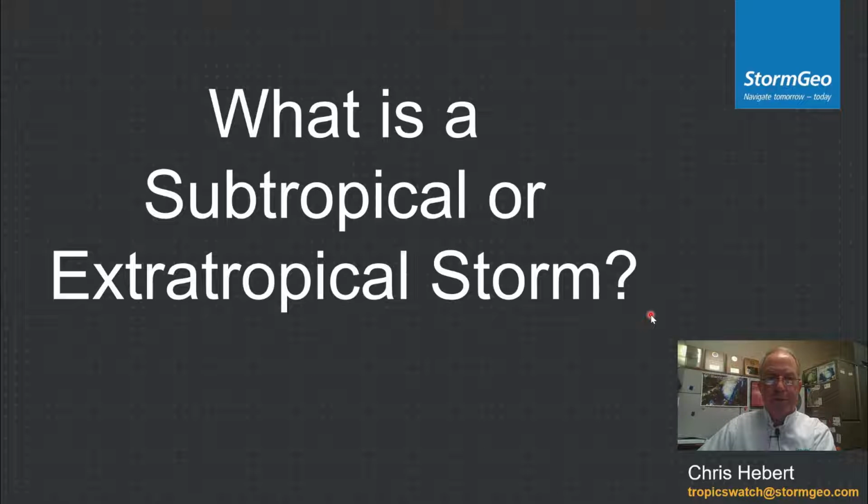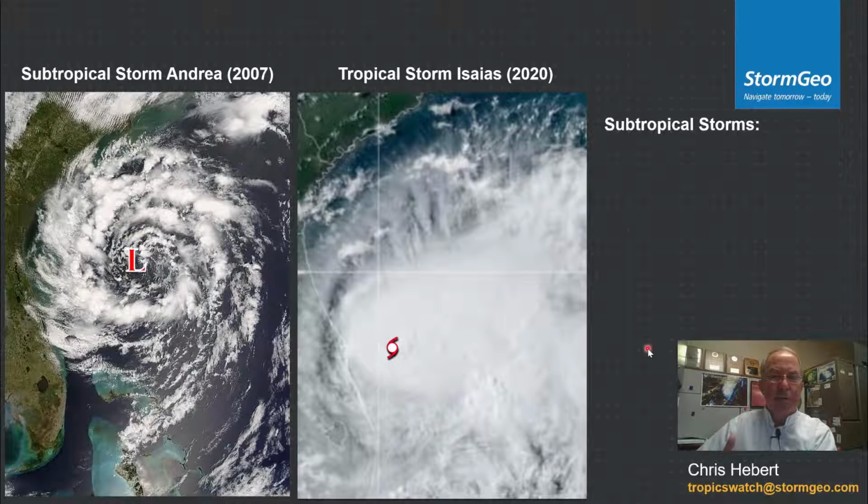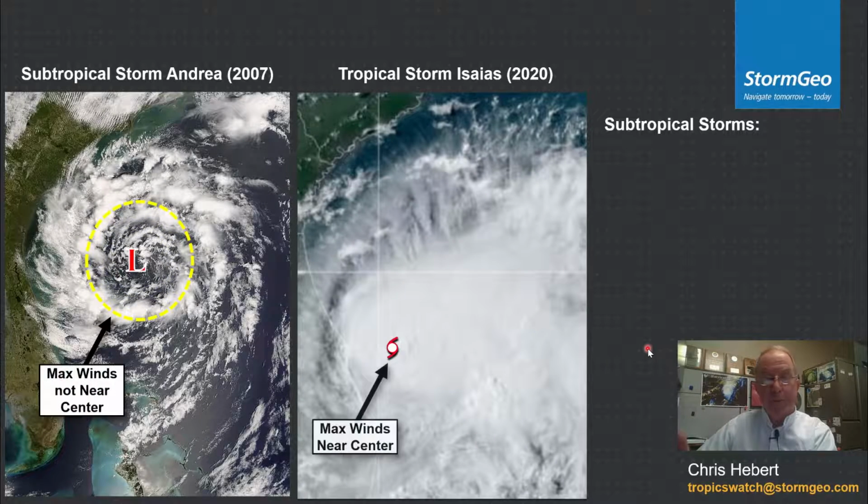Today I want to talk about terminology. It seems like every season we hear that a subtropical storm has formed, maybe prior to the start of the season, and maybe a storm becomes extratropical as it tracks north across the cooler waters of the Atlantic. Well, let's take a look at the differences between a tropical system and a subtropical or an extratropical storm system.